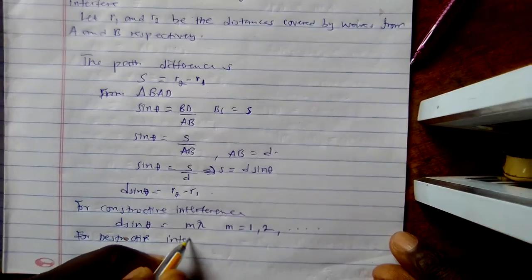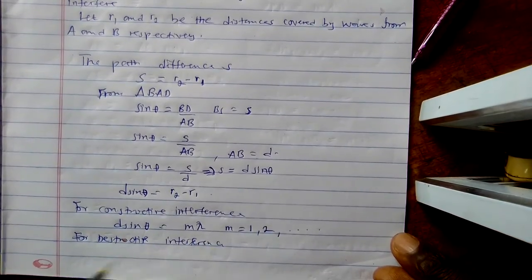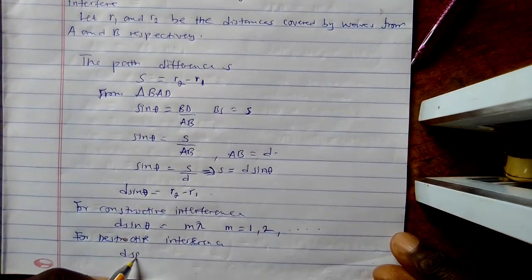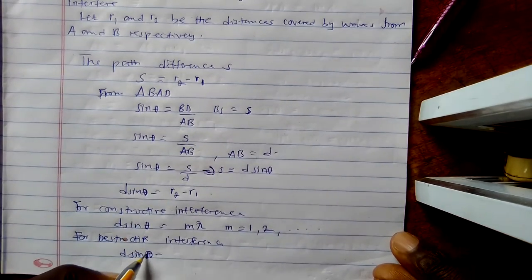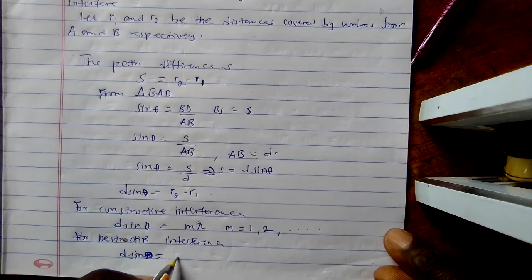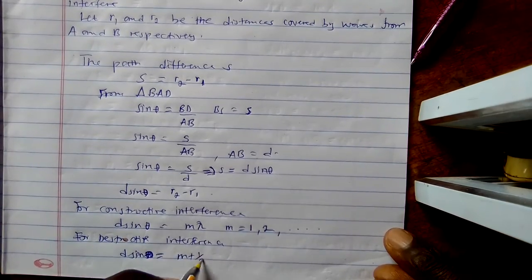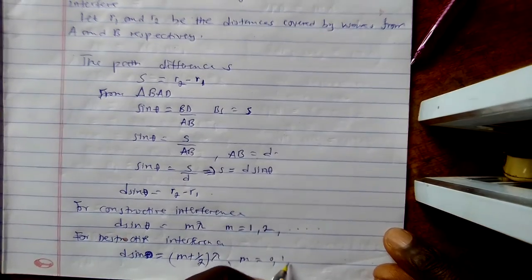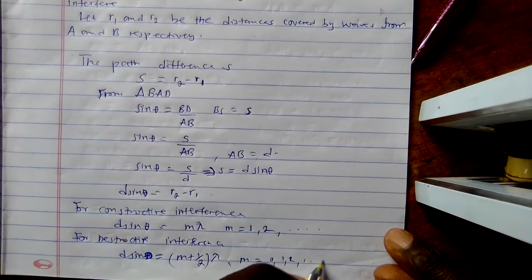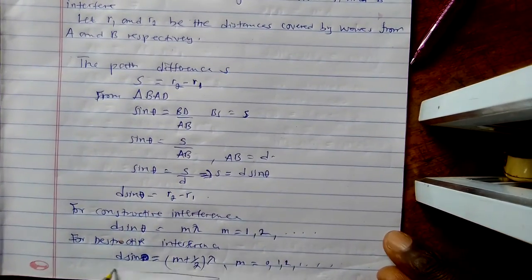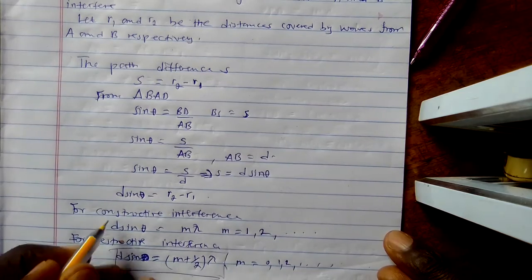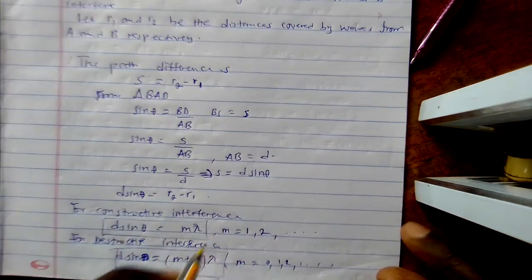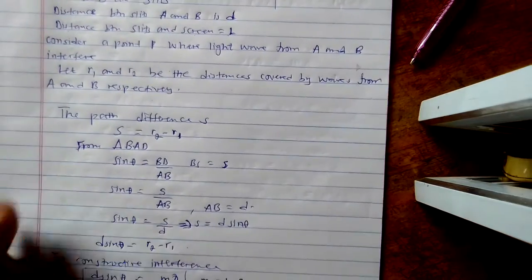Also for destructive interference at a point P, the path difference, which is our d sine theta, is an odd multiple of the wavelength, for m equal to 0, 1, 2, up to infinity. So these two derivations are important regarding Young's double slit experiment.